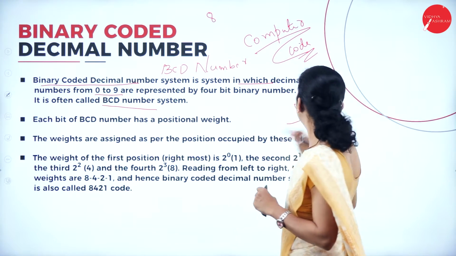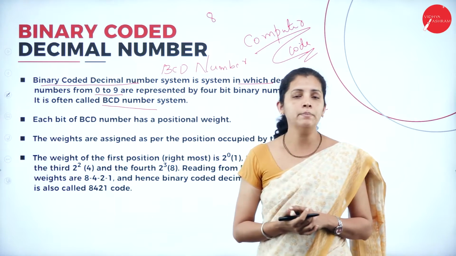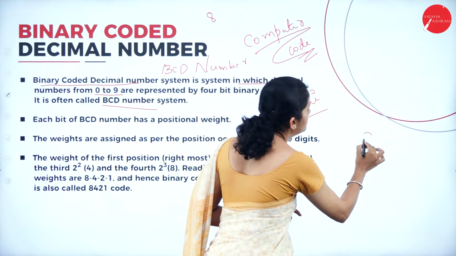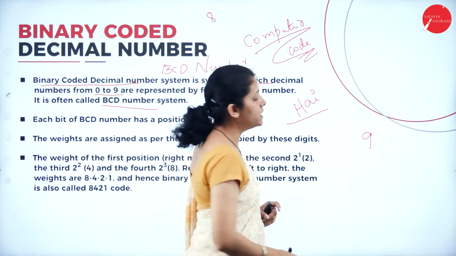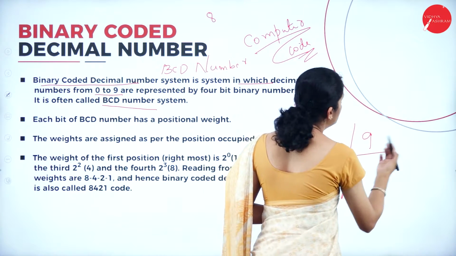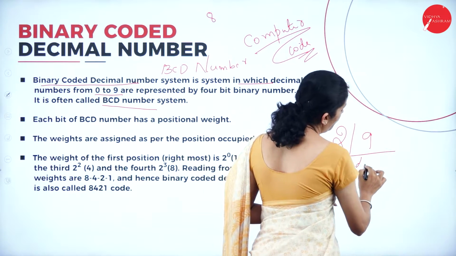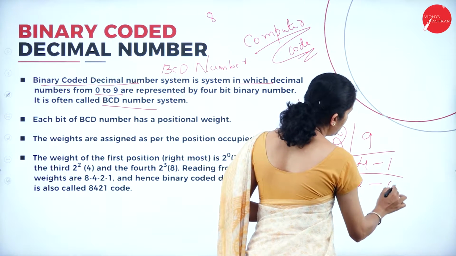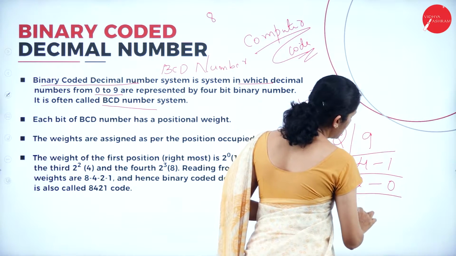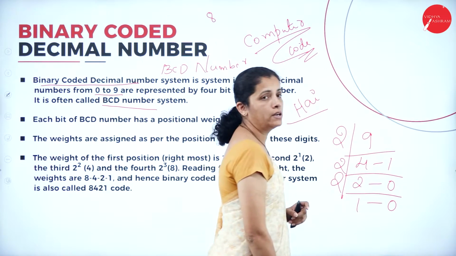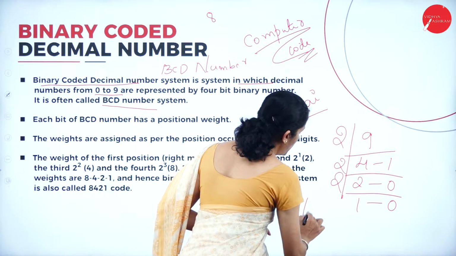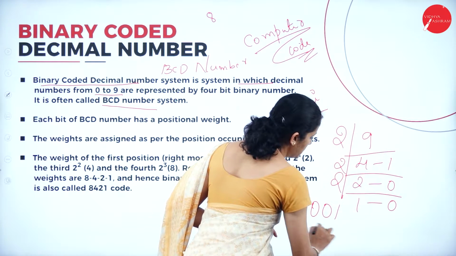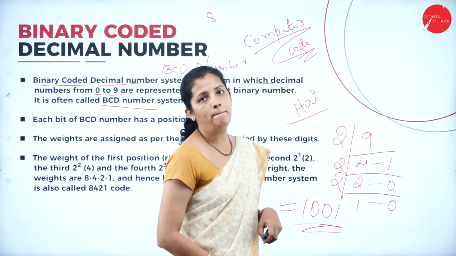Now, dear student, just remember here that I have the digit 9, and I am going to divide this digit by 2. 2 fours are 8, 1 remainder; 2 twos are 4, 0 remainder; 2 ones are 2, 0 remainder. Now it is 1001. That's nothing but 4 bits.